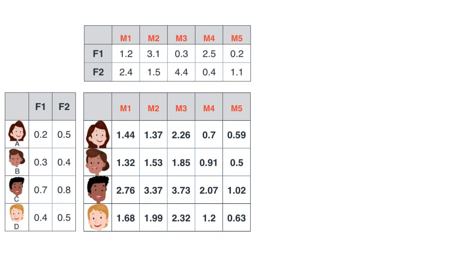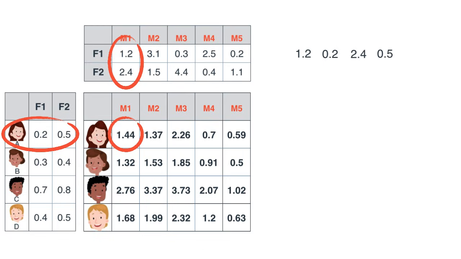It's basically the same as before, except the dot product is now a little more general. So how do we find, for example, this 1.44? Well, it's a dot product of this column and this row. What we're going to do is take the corresponding elements, multiply them, and add them all together. So we take the first entry on both, the 1.2 and the 0.2, and multiply those. Then the second entry is the 2.4 and the 0.5, and we multiply those. And then we add them together and get 1.44. So that is the dot product.